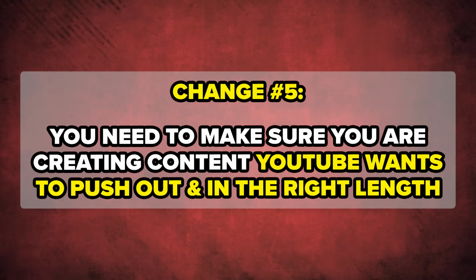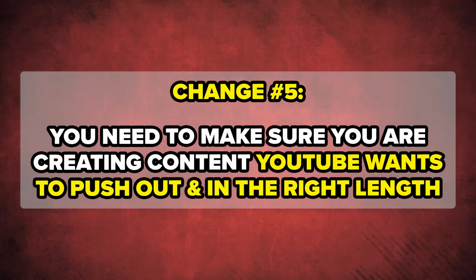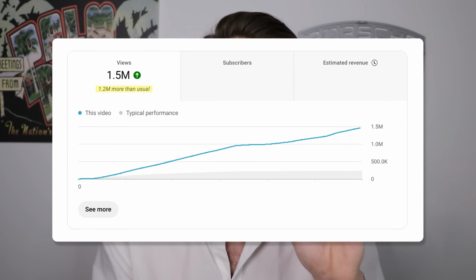And then that last and most important change is you need to make sure that you're double checking whether or not you're making content that YouTube actually wants to push out in your niche and if the length of your videos are correct. Because I need you to understand something. You could make 2 videos, but one of them be 17 seconds and the other one be 25 seconds. And guess what? That could be the difference between you going viral or flopping.